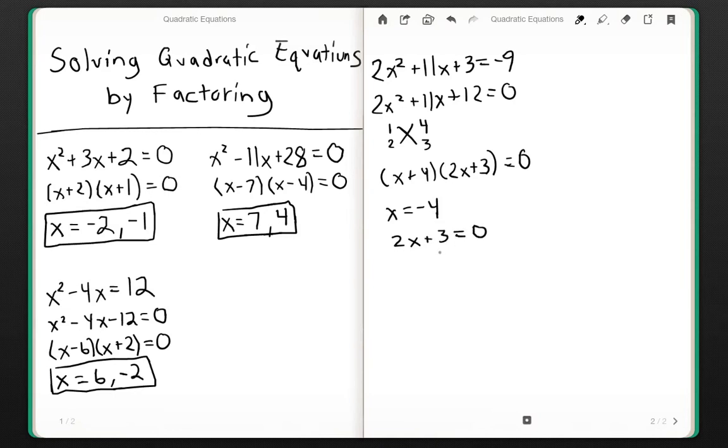Well, we're just going to solve this like a regular linear equation. Move the 3 to the other side, we'll get 2x equals negative 3. Divide both sides by 2, we get x equals negative 3 over 2. So there are two solutions, x equals negative 4 or negative 3 over 2.